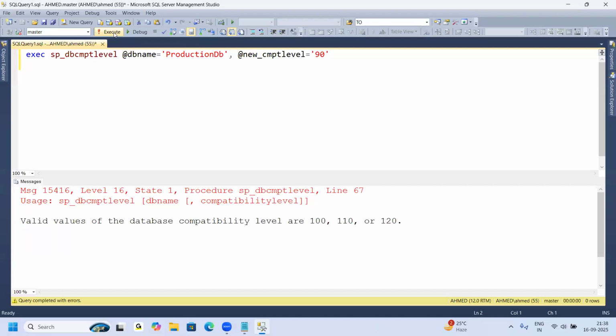Compatibility levels are 100, 110, 120. Only three are possible. 120 is currently going on. You can go back only two versions, 110 and 100. 110 means 2012, 100 means 2008. 90 means 2005; you cannot go to 90 because it becomes the third version. The upgrade facility is the same, and going backward with compatibility level is also the same.